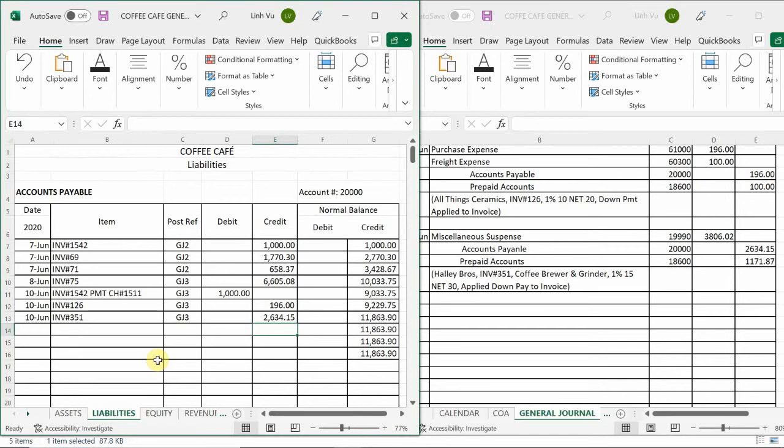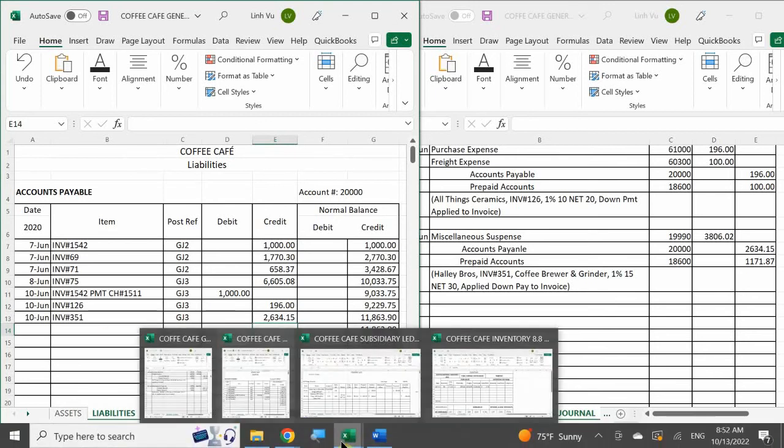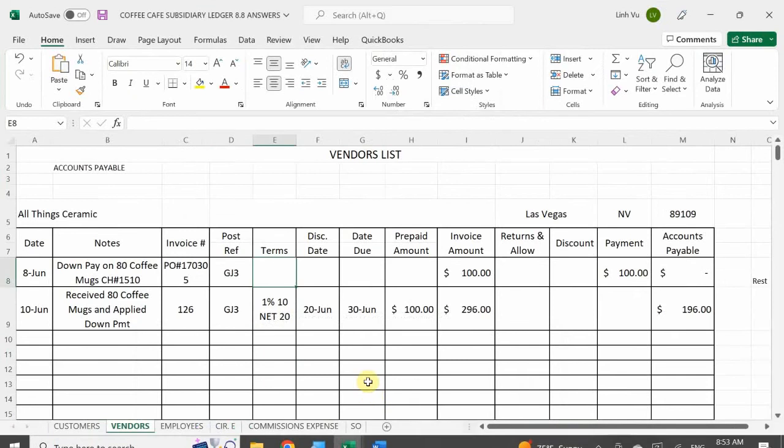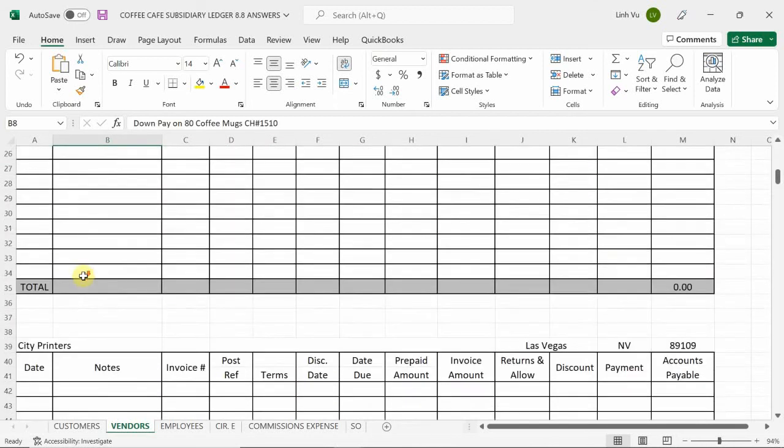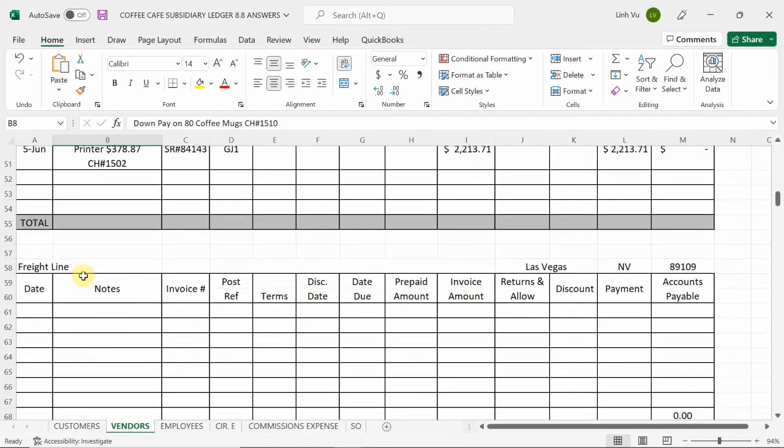Okay, we're good. All right. So now we finished our journal. We finished our ledger, right? We now need to go to the subsidiary ledger because I owe Hallie Bros money now. Subsidiary ledger, right? A list of all the people that you need, such as your employees, your customers, and your vendors. So in this case, vendor, because we just purchased something from a person. So let's locate Hallie Bros.